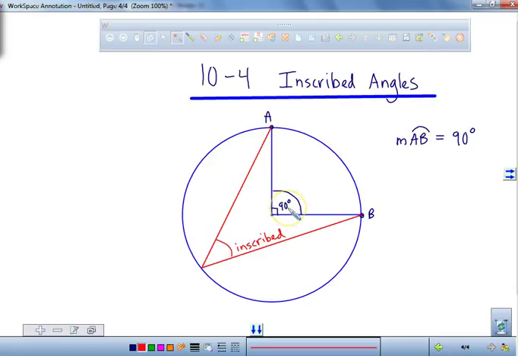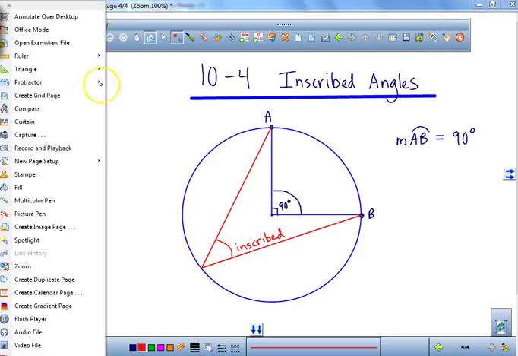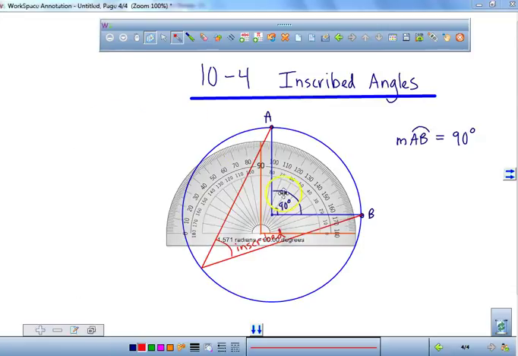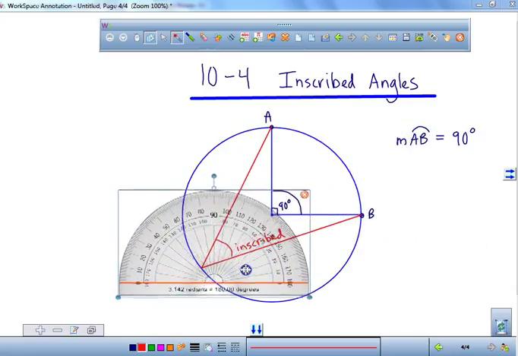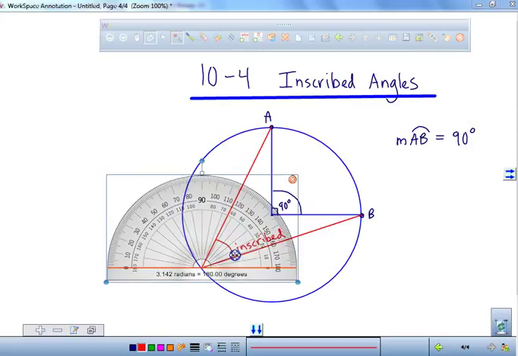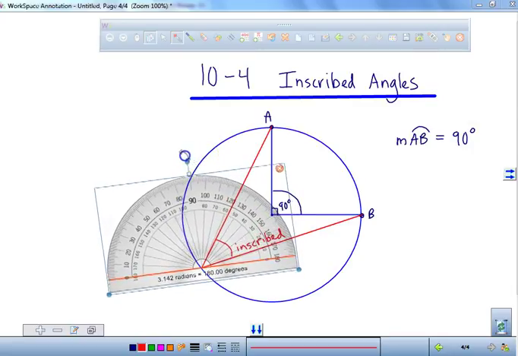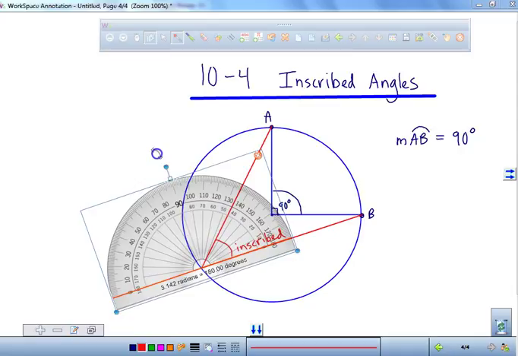Alright. Now this is 90 degrees right here, and this arc is 90 degrees from A to B. This inscribed angle, I think you can pretty much see that this inscribed angle is definitely not 90 degrees, right? Okay. So we're going to get a protractor out. I'm going to rotate it a little bit, putting it right there on that point, and we're going to see how many degrees it touches.